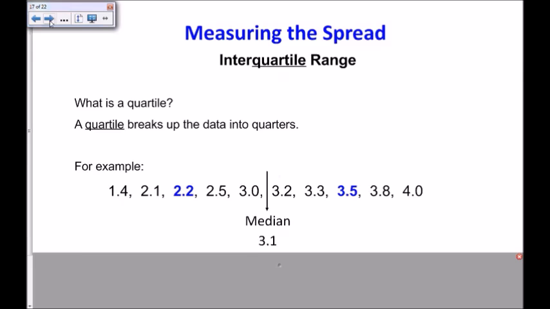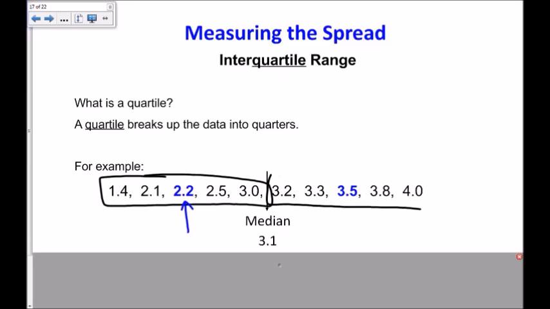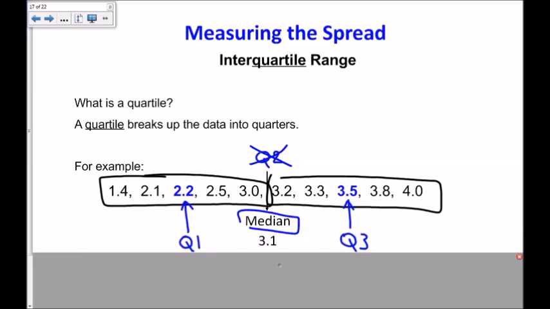Okay, so if I then look at this data set, this lower half, and find its median, I come up with the value 2.2. And if I look at this upper half and find its median, I come up with 3.5. Now this is the first quartile, or Q1, and this is the third quartile, Q3. We could call the median Q2 because it cuts the data in the second quarter, but instead of using Q2, we almost always call it the median.